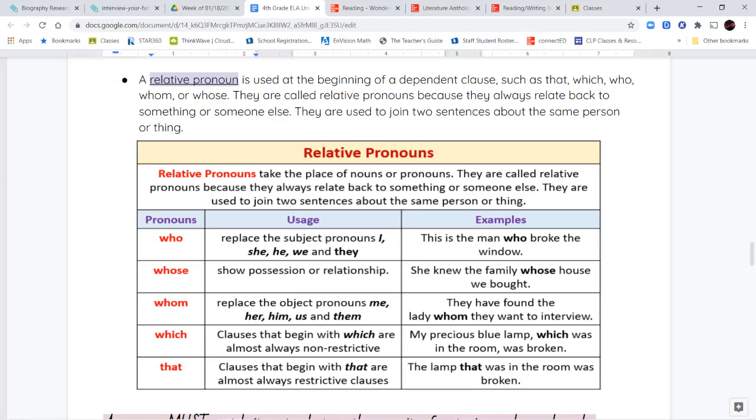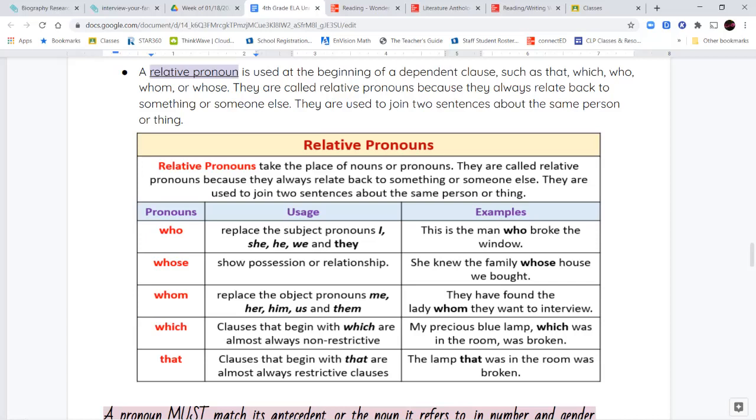Relative pronouns take the place of nouns or pronouns, and they're called relative, again, because they always relate back to something or someone else in the sentence, usually in the same sentence, sometimes in the next sentence or the previous sentence, but they're generally in the same sentence. The pronoun who, we use it to replace the subject pronouns I, she, he, we, and they. So this is the man who broke the window. Who is referring to the man.